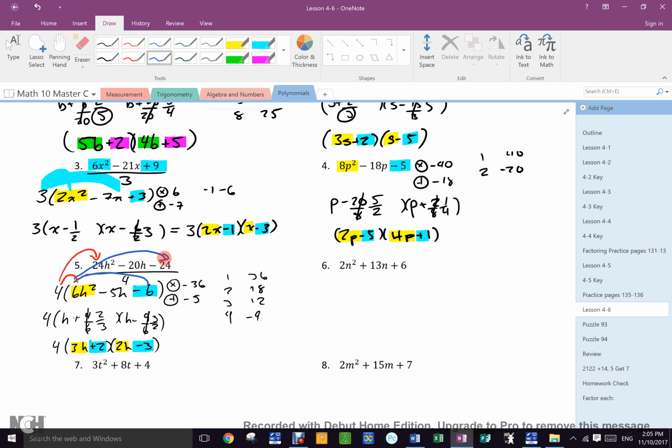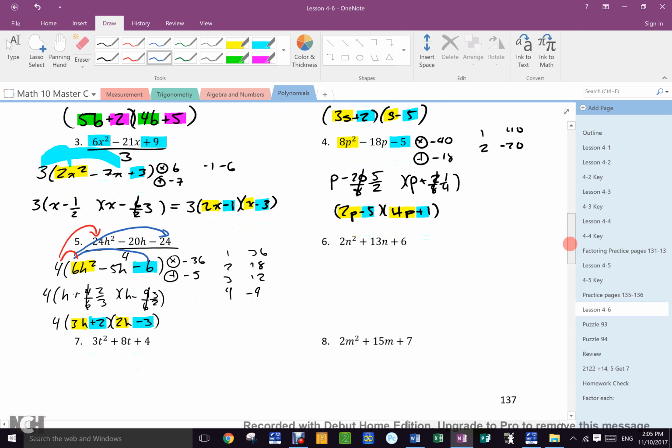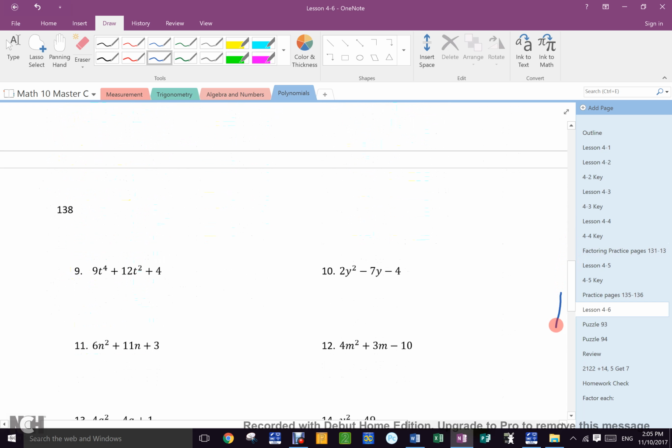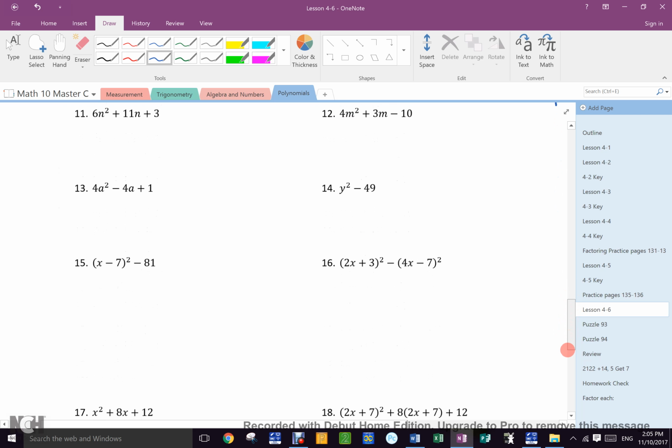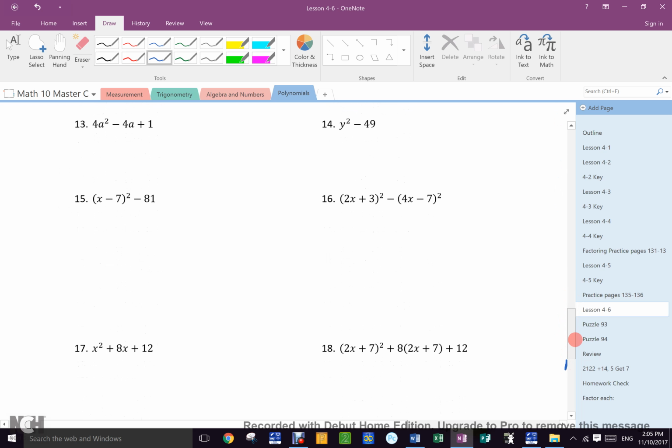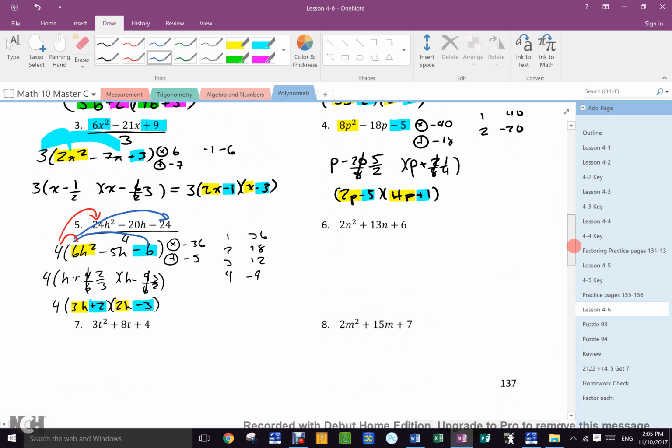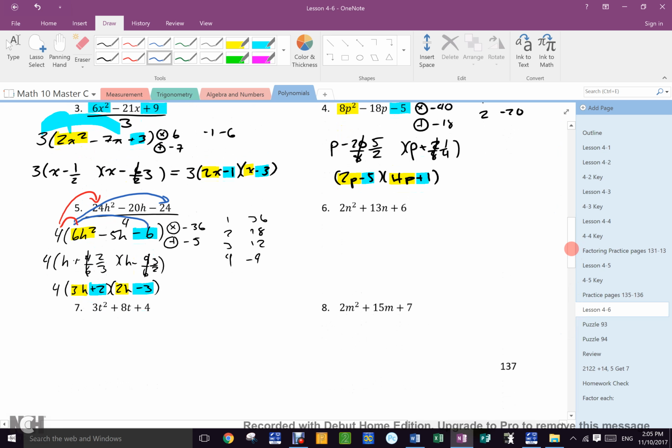Do you feel you could handle 137 and 138? How many people feel they would benefit from seeing one more on 137? Just the one? Okay.